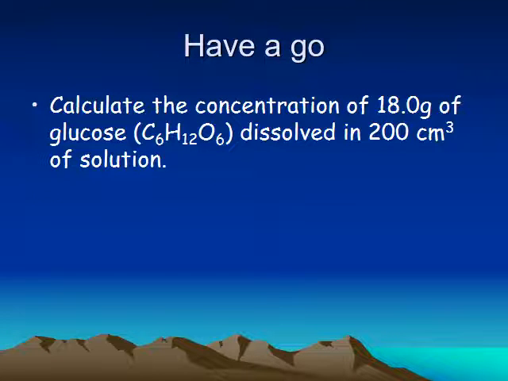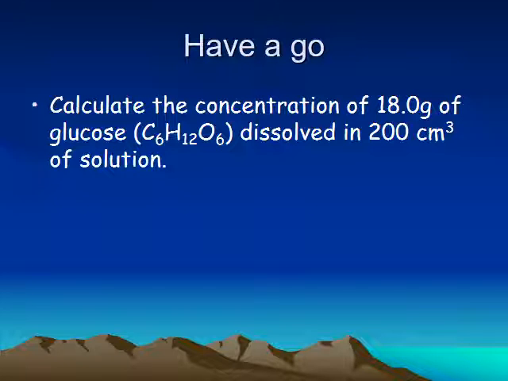Okay, so now it's your turn to have a go. Calculate the concentration of 18 grams of glucose, C6H12O6, dissolved in 200 centimeters cubed of solution. And you have a periodic table, so you can use it to find out certain things. Okay, so pause the video now, try and work it out, and come back when you have an answer.